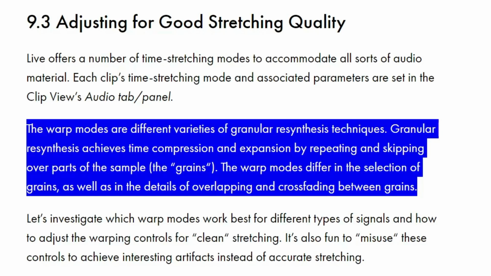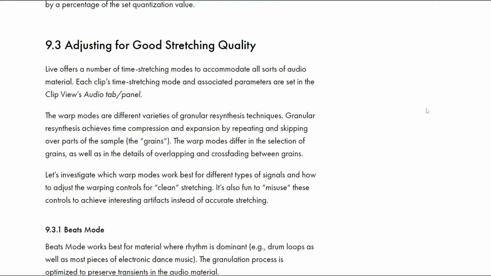Granular resynthesis achieves time compression and expansion by repeating and skipping over parts of the sample, the grains. The warp modes differ in the selection of grains as well as in the details of overlapping and crossfading between grains." So basically, it splits the audio into a bunch of really small parts, and when you want to speed it up, it'll skip over some of the parts to make the audio go faster. And when you want to slow it down, it'll repeat the parts to make the audio go more slowly.